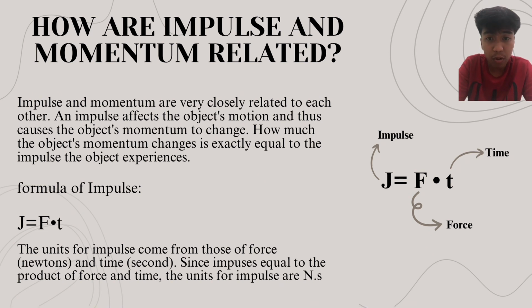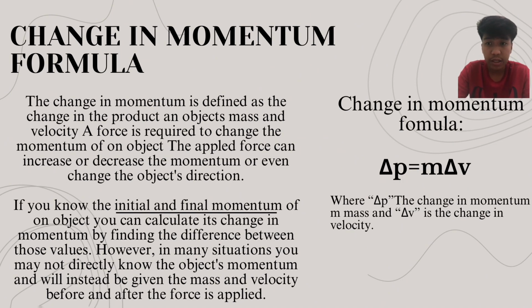So the formula of impulse is J is equal to F times t. So the J stands for impulse, F stands for force, and the t stands for time. The units for impulse come from those of force, newtons, and time, seconds, since impulse equals the product of force and time. The units for impulse are N times s. The change in momentum formula is delta P is equal to m delta v.